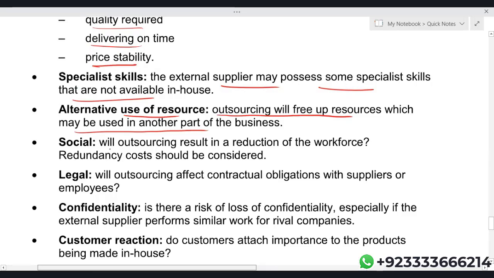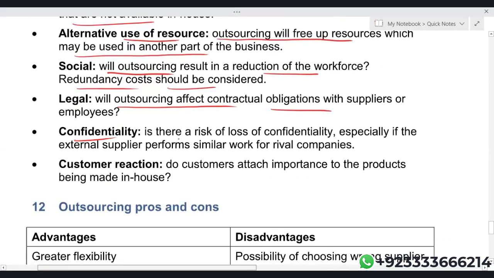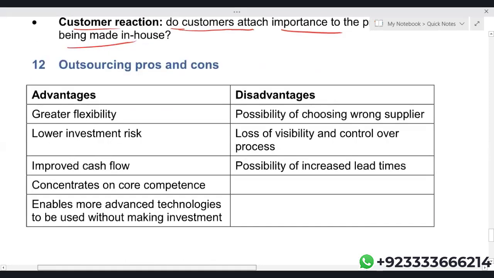Social. Will outsourcing result in a reduction of the workforce? Redundancy cost, should it be considered? Legal. Will outsourcing affect contractual obligations with the supplier's employees? Confidentiality. Is there a risk of loss of confidentiality, especially if the external supplier performs similar work for rival companies? Customer reaction: do customers attach importance to the products being made in-house?